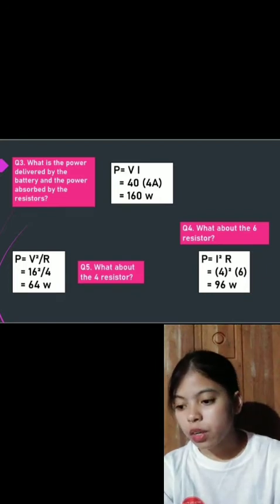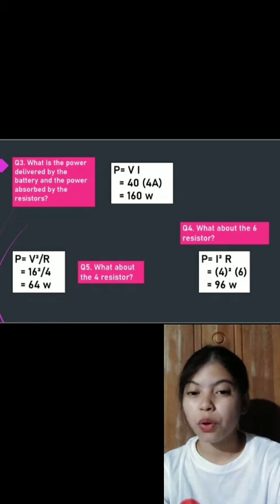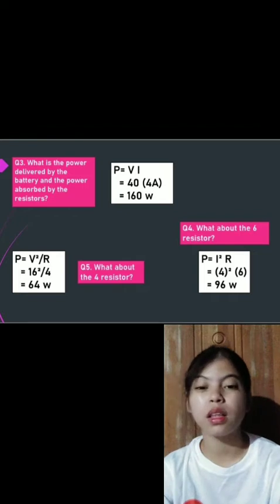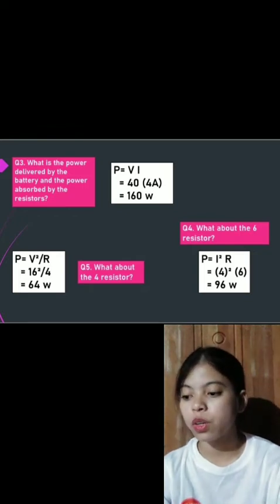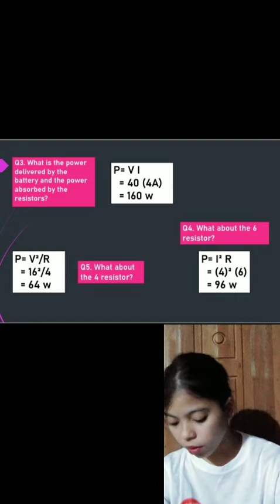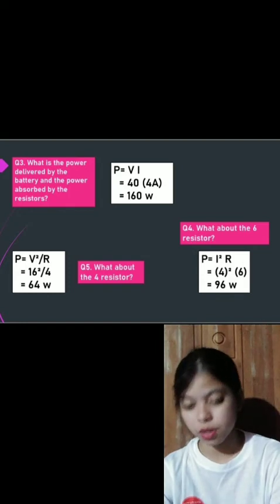And then the next question is, what about the 4 ohm resistor? Let's use the third form of the equation, which is P equals V squared divided by R. So it will be 16 squared divided by 4. Then we will get 64 watts of power. So in this case, we have 64 watts of power in the 4 ohm resistor.